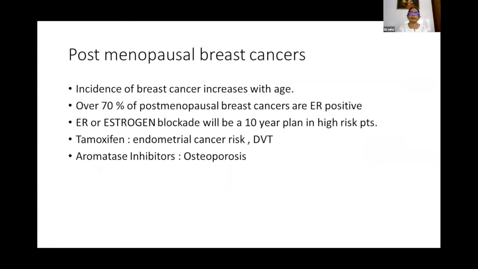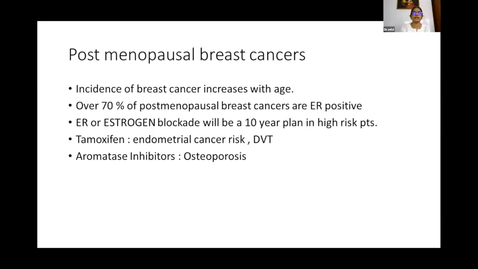Generally in postmenopausal breast cancers, the incidence increases with age, and over 70% of them are going to be ER positive. This has an implication in the lady's quality of life, because if it's an ER positive cancer, we're likely to use either estrogen receptor blockade or aromatase inhibitors to prevent estrogen formation. With the ovarian source ceasing, there are extra ovarian sources that produce estrogen by the process of aromatization, peripheral estrogen production. This aromatization will be inhibited by the aromatase inhibitors. So there'll be zero estrogen.